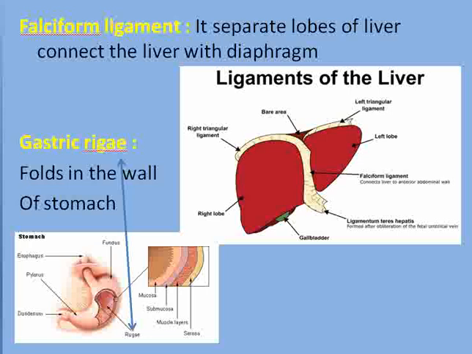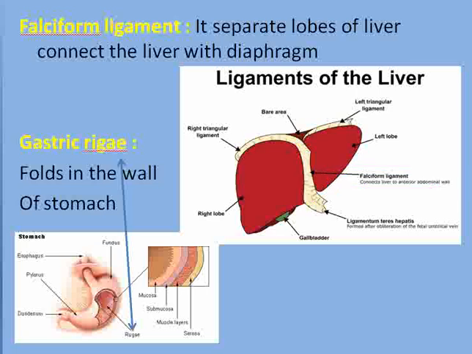Now the next one, falciform ligament. It is the part which is separating the lobes of the liver. So in the diagram, this part is called the falciform ligament. Exactly this area is what we call the falciform ligament.